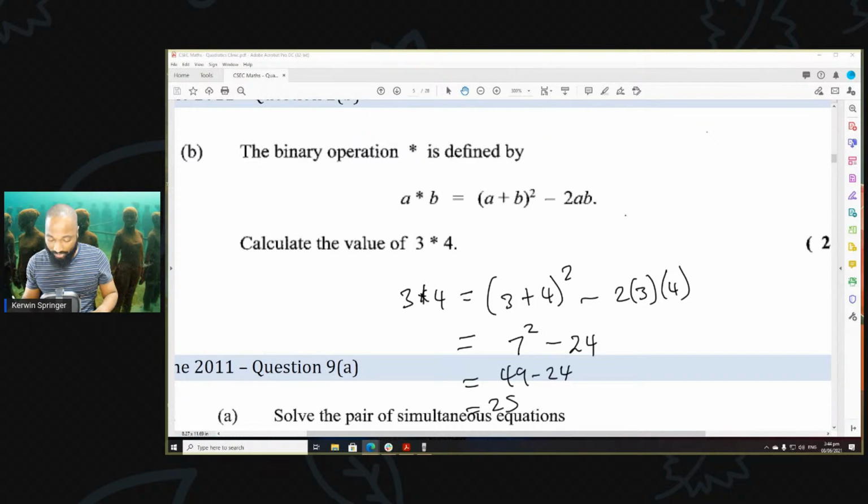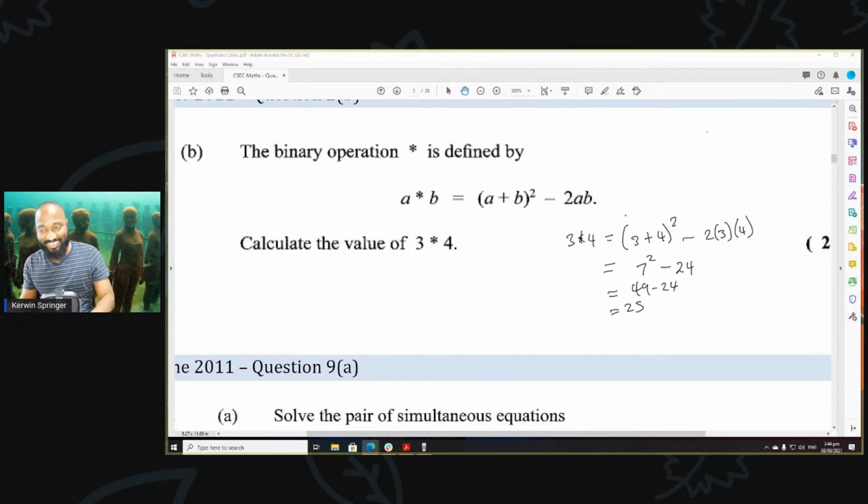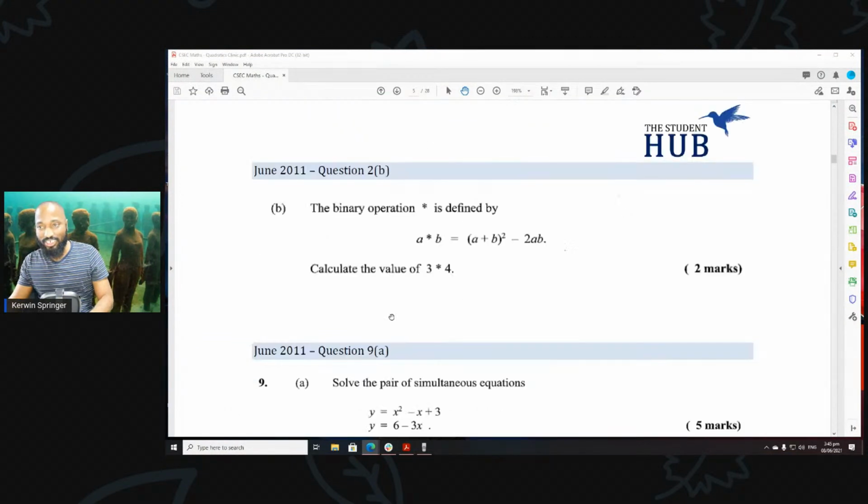And the chat don't have it unlocked already. You're not playing by chat, boy. So yes, the answer is 25. Let's go on to the next question.